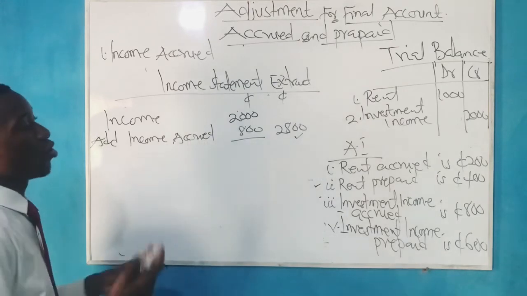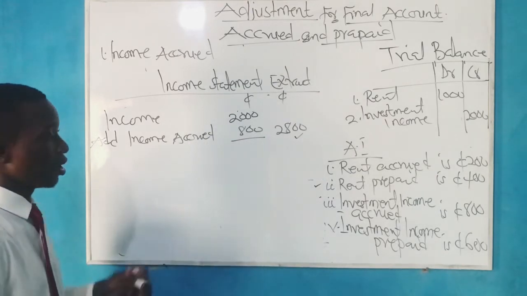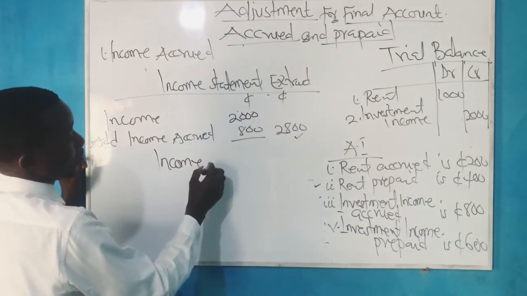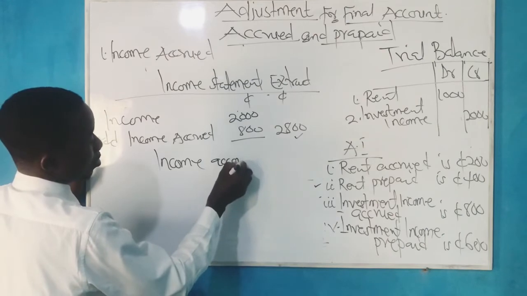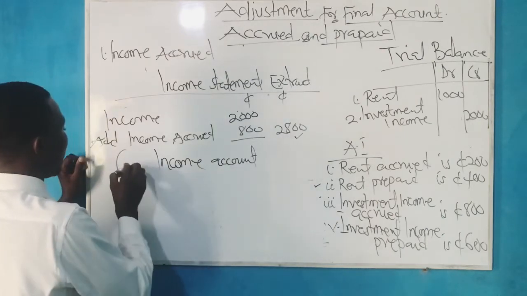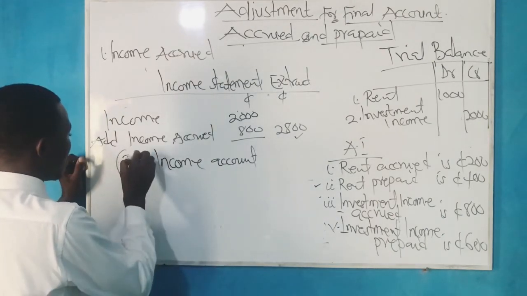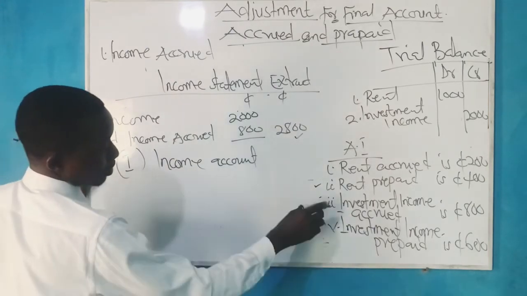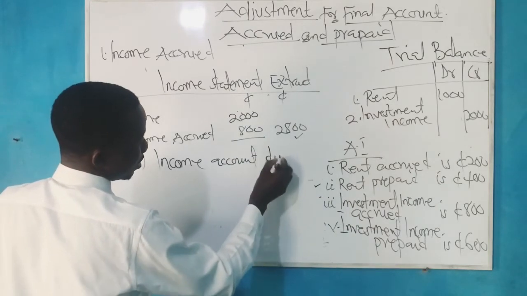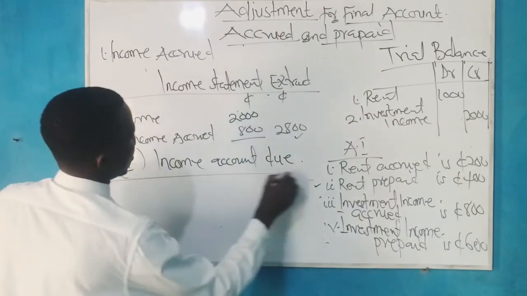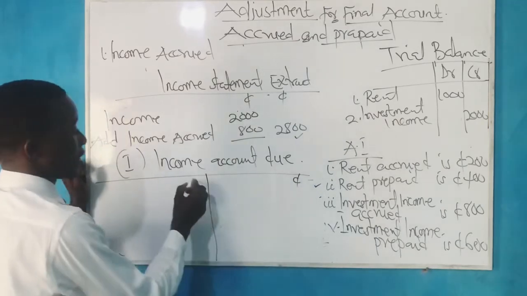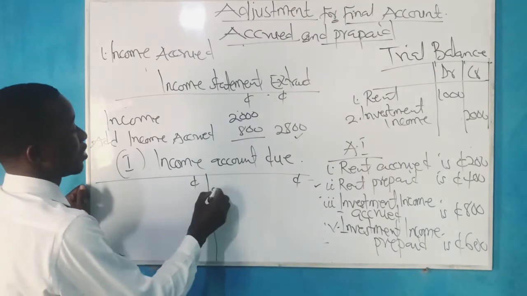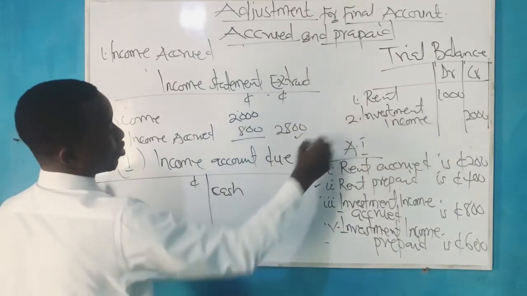Okay, and you can also open an account for this income. Let's look at how it will look. We have the income account, the investment income account. Income has a credit entry, or income has a credit balance. So maybe we've received the income in cash with an amount of 2,000 cedis.